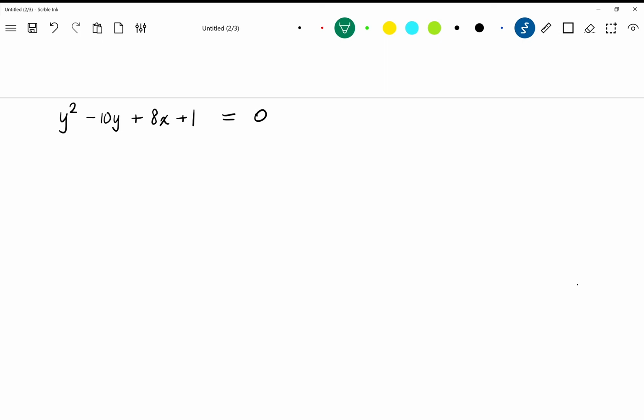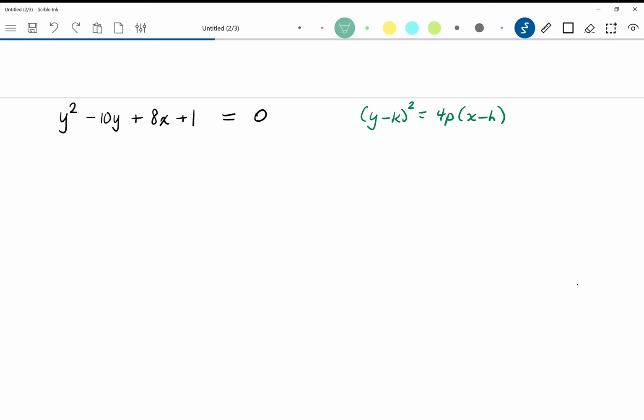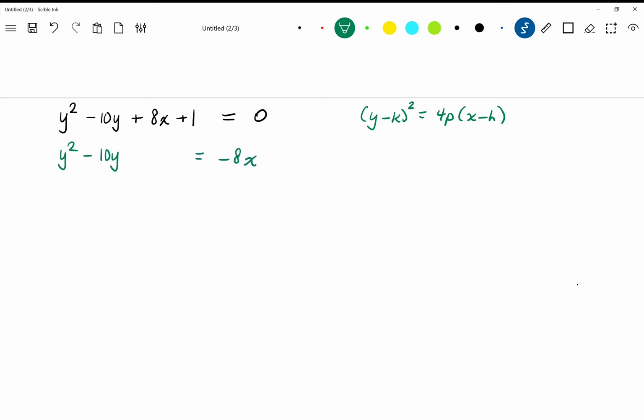So remember that with writing the equation of a parabola, noticing that I have a y squared, I want my equation to look something like this. Basically what I need is the perfect square on one side and everything else on the other side. So y is on one side, x is on the other. We could look at it that way too. What I'm first going to do is leave the y squared and the 10y on the left, and write negative 8x minus 1 on the right.